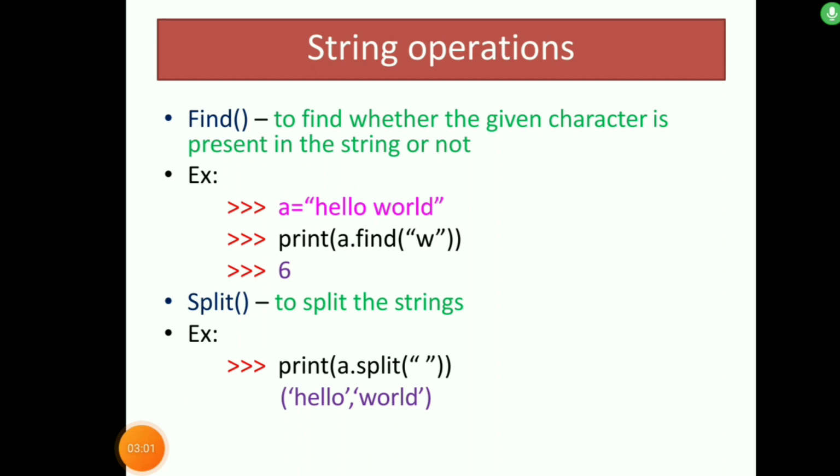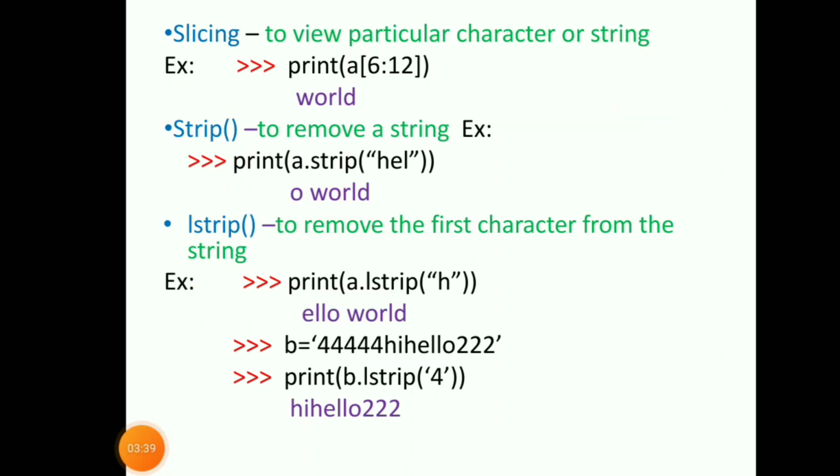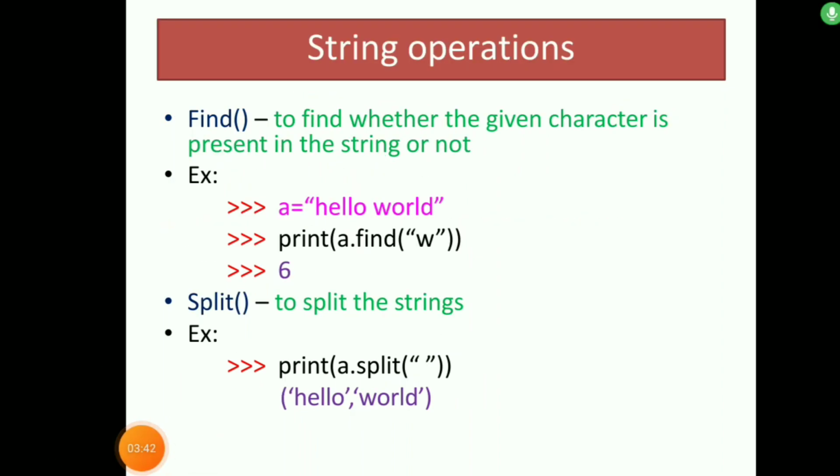The find function finds whether the given character is present in the string or not. For example, a is the string hello world. If we want to find whether W is present in hello world, we have to use a.find. Inside the find function, we put the character value W. So, W is present at index value 6. Next, the split function. The split function is used to split the string into parts. For example, we can split hello world into hello and world, separate strings. We can easily split the string by using the split function.